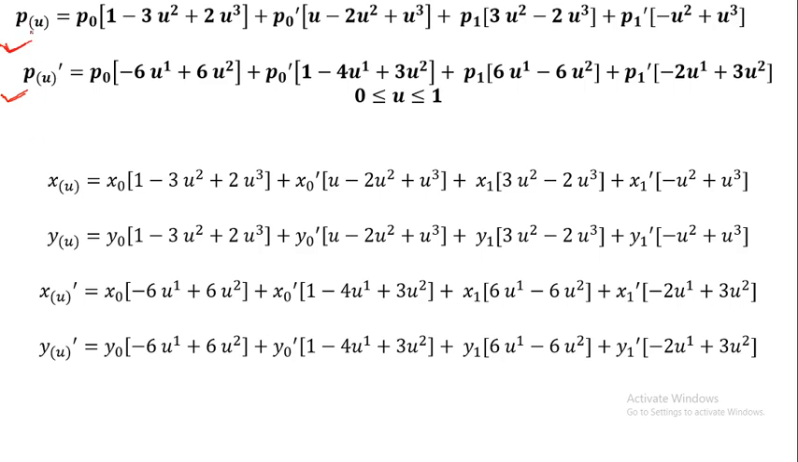So this first equation I am writing in terms of x and y. The second equation, the same equation, I am writing in terms of x dash and y dash. So these two equations are the tangent vector equation. This equation is the tangent vector equation, and this equation is to draw the curve. Okay. In the next lecture we will see how to draw the curve on graph paper. So we will solve one numerical question on the Hermite curve in the next lecture.